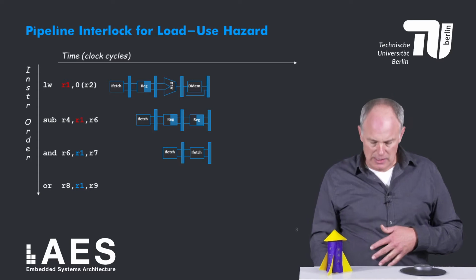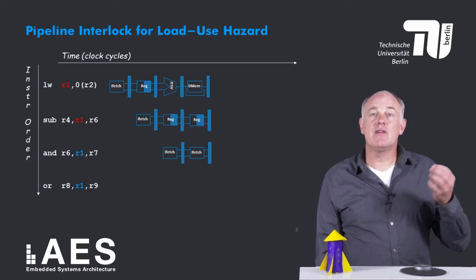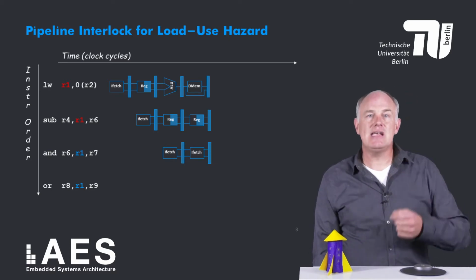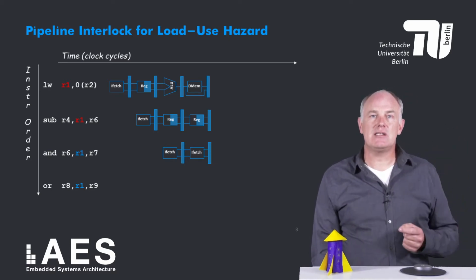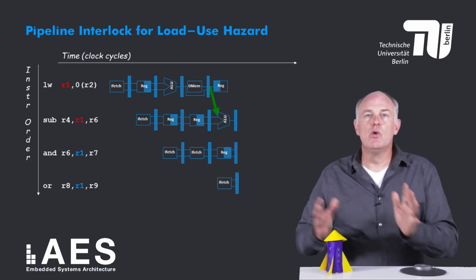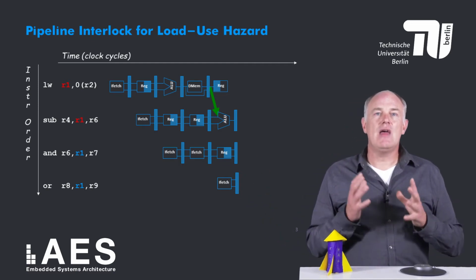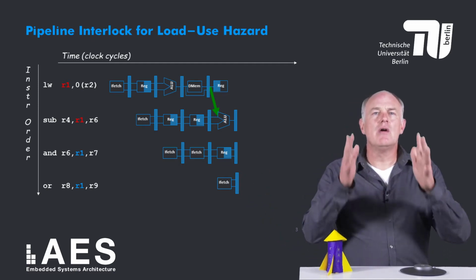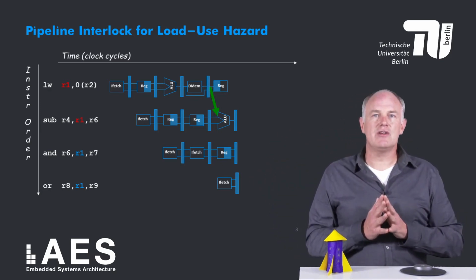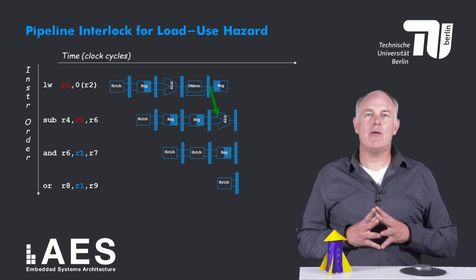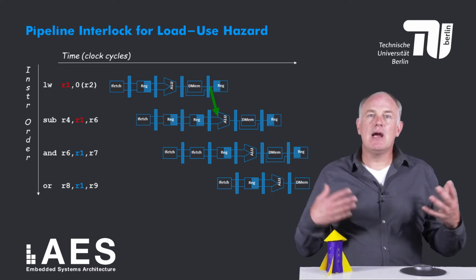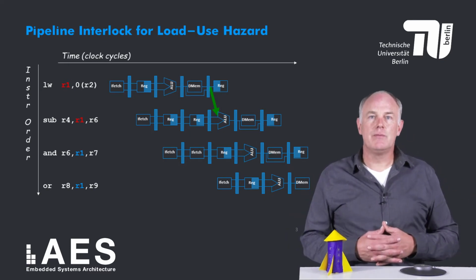stage. The subtract instruction repeats its instruction decode stage, in which also the register file is read, and the AND instruction repeats its instruction fetch stage. Then in the next cycle, all instructions can move on to their next pipeline stages, and the result of the load can be forwarded from the mem write back register to the execute stage of the subtract instruction, as indicated here by the green arrow. After that, the hazard is cleared and pipeline execution continues as usual.